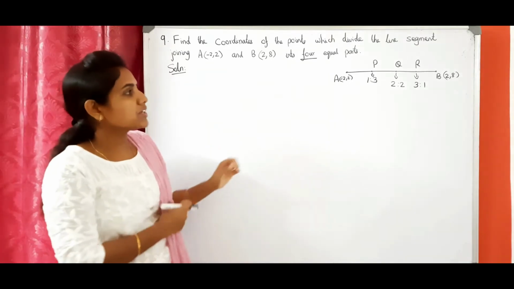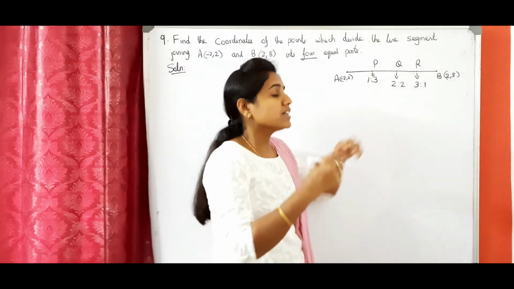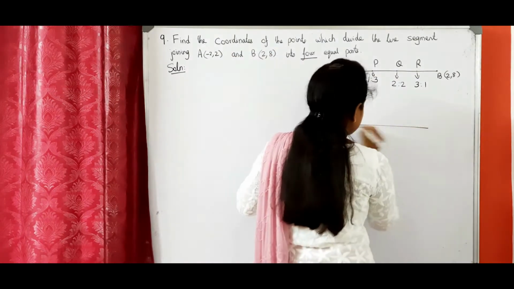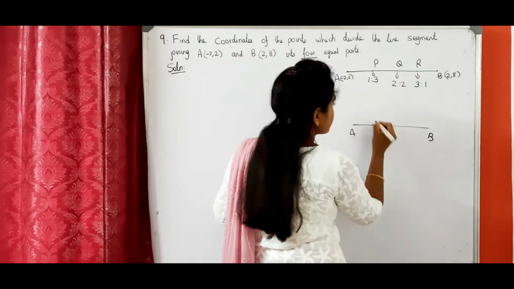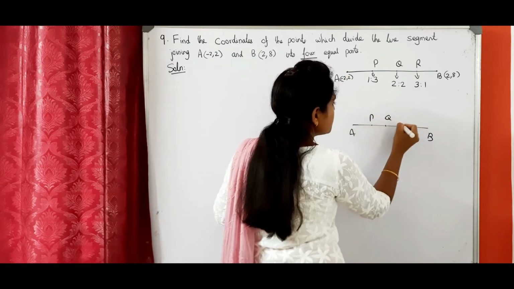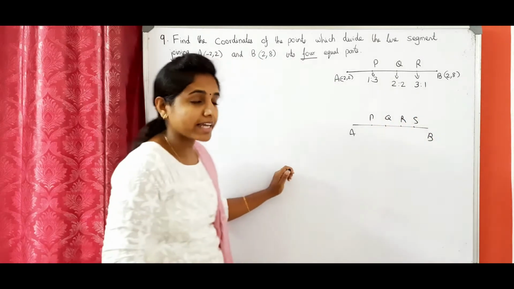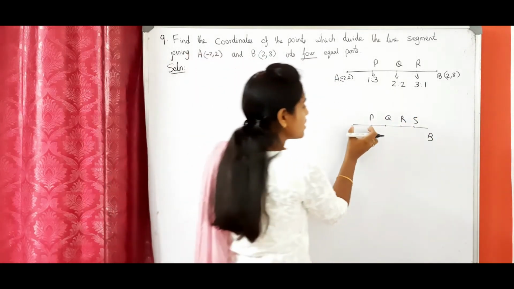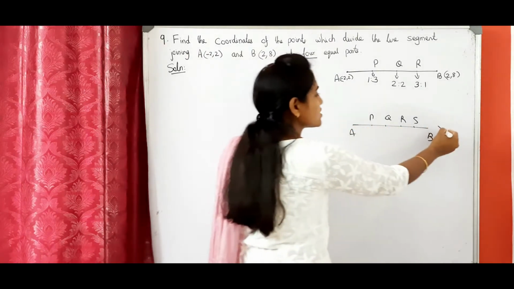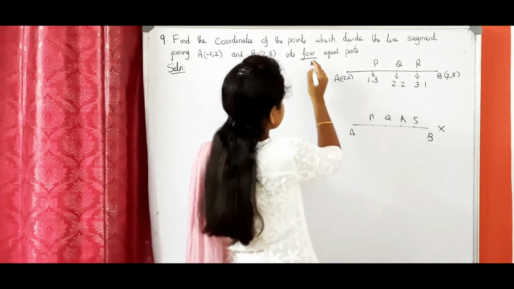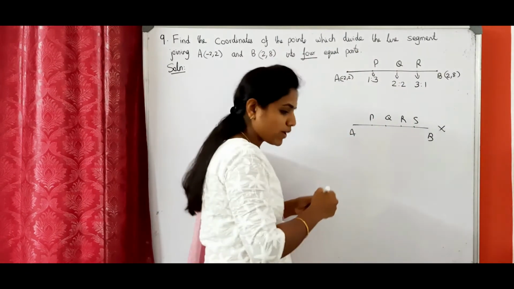First we need to divide AB into 4 equal parts, not 4 coordinates. Some students will see AB and write P, Q, R, S, so 1, 2, 3, 4. Not like that. Count: 1, 2, 3, 4, 5. Here there are 5 equal parts, so this is wrong. You just count. They have given 4 equal parts: 1, 2, 3, 4.